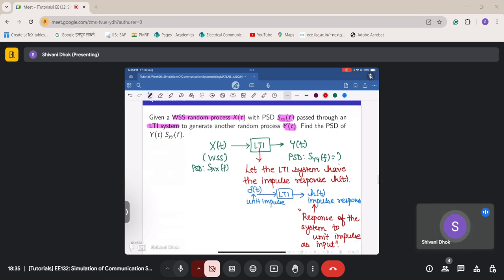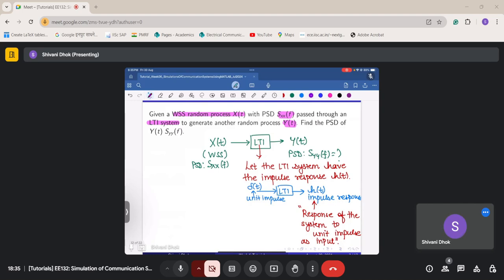Okay, so these things we know from our signals and systems course. This is an LTI system, and for any LTI system the output is obtained by convolving the input with the impulse response. So y(t) will be equal to x(t) convolved with h(t). This h(t) is not a random function. It is not a random process. It is a constant deterministic system function. We know it very well.